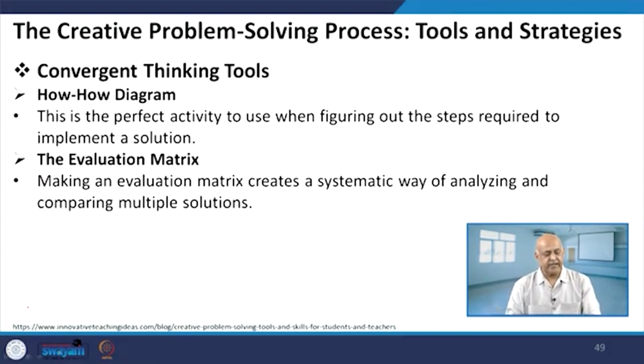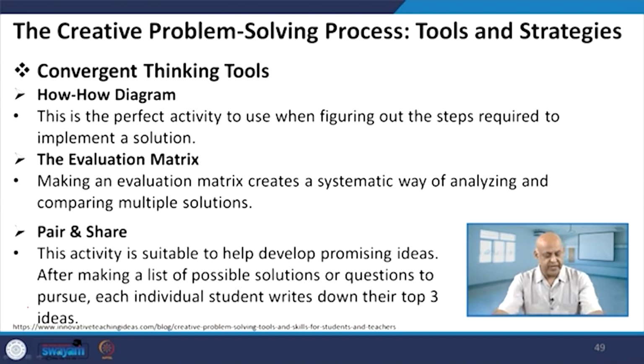In the convergent thinking tool, there is a how diagram. This is a perfect activity to use when figuring out the steps required to implement a solution. The evaluation matrix creates a systematic way of analyzing and comparing the multiple solutions. The pair and share is suitable to help develop promising ideas.